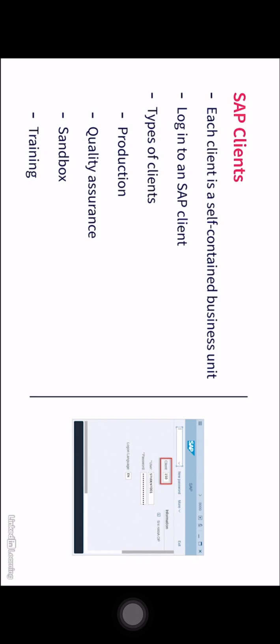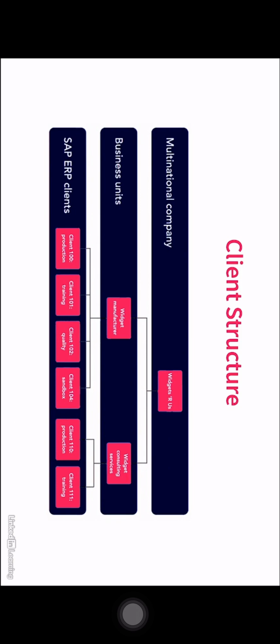Let's take a look at how different SAP clients may be set up at a large company. Large companies tend to break their clients up by either business units or by geographic area. This example looks at a company that has different SAP clients for each of its business units. Our imaginary company is called Widgets Are Us. Our company has two separate business units, Widget Manufacturing and Widget Consulting Services. Because our business units are quite different, it makes sense for us to have different clients for each business unit.